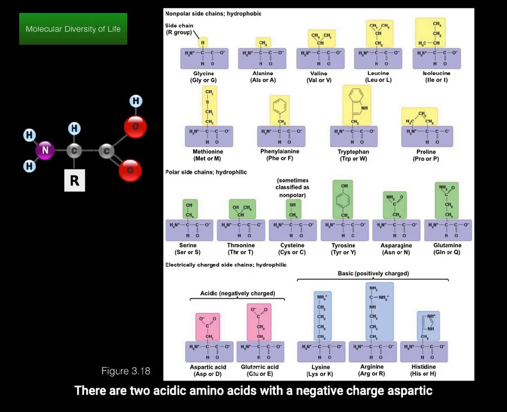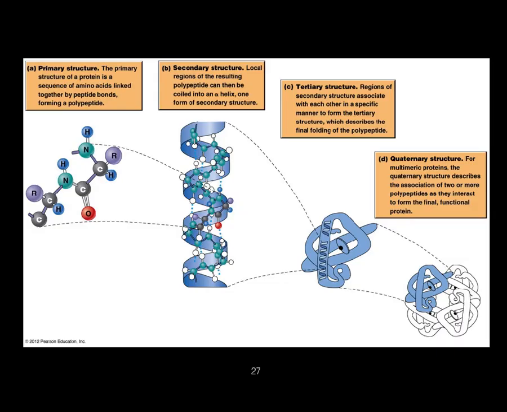There are 2 acidic amino acids with a negative charge: aspartic acid and glutamic acid. And there are 3 basic amino acids with a positive charge: lysine, arginine, and histidine. And remember, it is a string of these amino acids bonded together that makes up proteins. Proteins are one or more polypeptide chains of these amino acids.